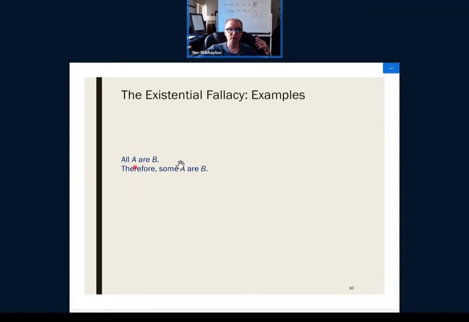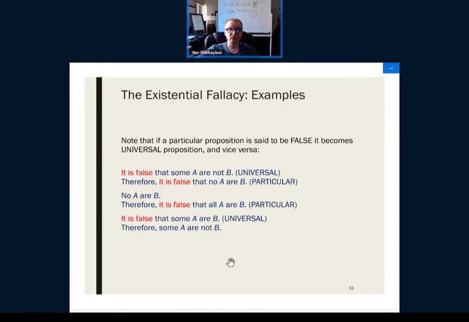So suppose you have a situation like this. All A are B, therefore some A are B. You're going from universal to particular. Clear. That's existential fallacy. Now suppose you have something like this. It is false that some A are not B. It is false that no A are B. You may think that you're going from particular to universal, but you're not. Why not? Because you're replacing, it is false, you're replacing X with a shading, and that becomes universal. And here you're replacing shading with an X, and that becomes particular.